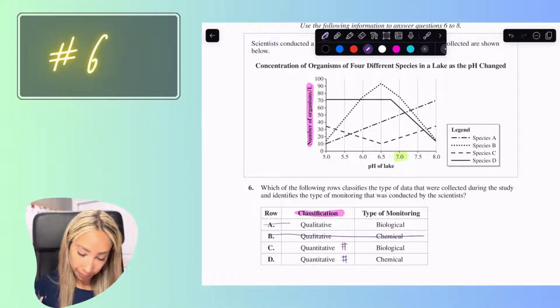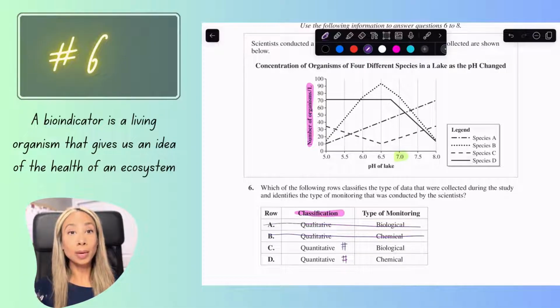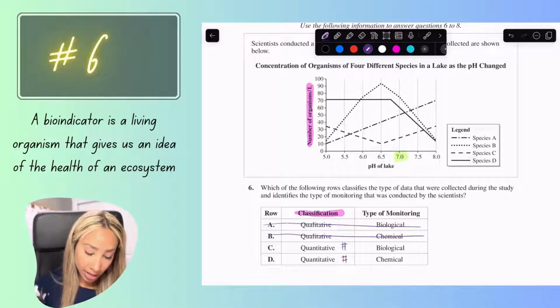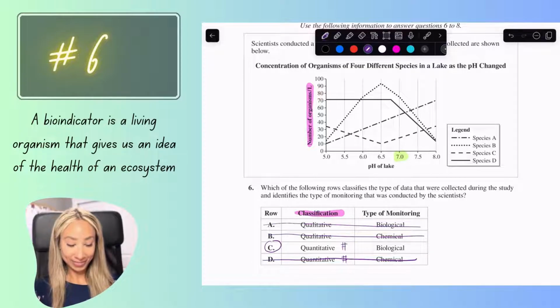Our second piece of information wants to know the type of monitoring. So of course, we're testing the number of organisms, so that's going to be a biological type of monitoring. Therefore, our only answer for this is going to be C, as we're not actually doing any chemical monitoring. So number 6, the answer is going to be C.